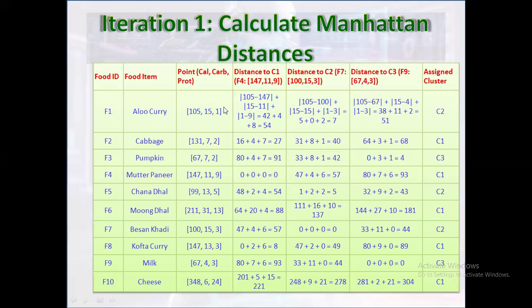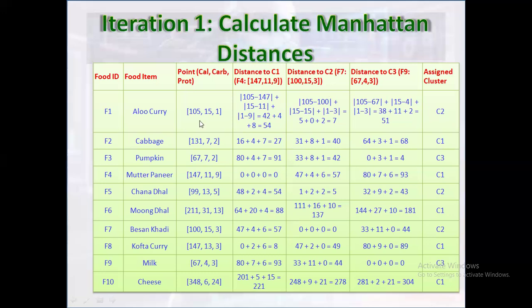15 should be subtracted from 11, and 1 should be subtracted from 9. If you are taking the modulus for this, we are getting 42 plus 4 plus 1 minus 9, which is what? Minus 8. If you are taking the modulus of minus 8, we have to remove the sign. So 8 here for this 4, and this is 42. If you are summing up all the values, we are getting 54.